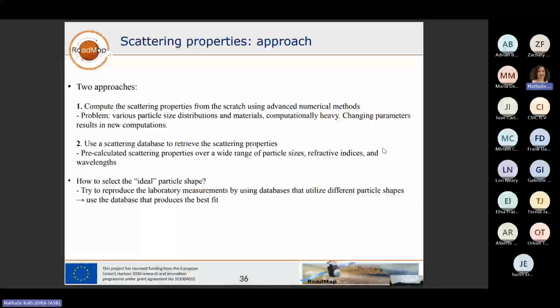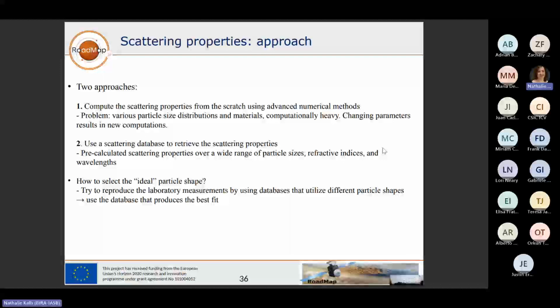Now about the scattering databases and scattering properties. There are really two ways of getting scattering properties. The first one is to compute the scattering properties from scratch. We can use exact methods or geometric optics code, depending on the size of the particles. However, since we have different particle size distributions and materials, this is very heavy computationally, as whenever you change one parameter, you have to do the computations again.